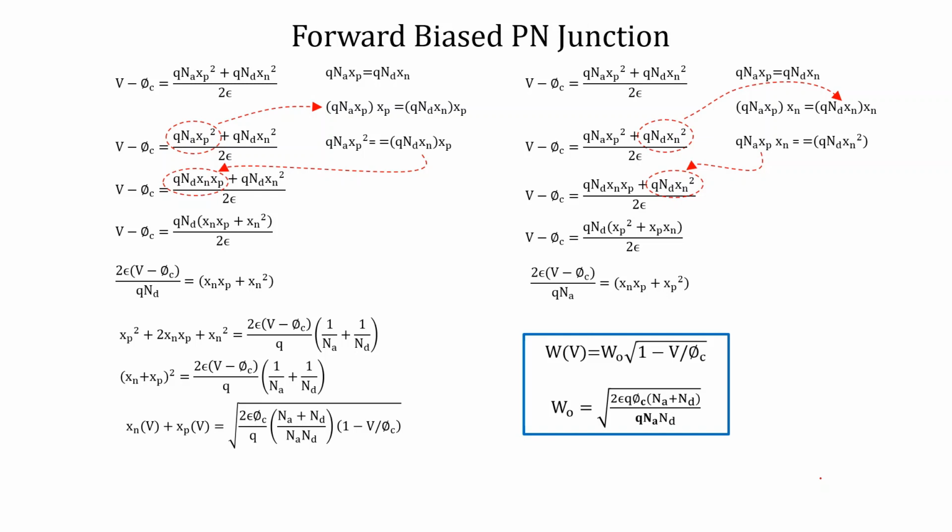Now in this slide we will derive an expression for the width of the depletion region, W(V). So W is the width of the depletion region, and V shows the dependency of W on voltage. So W(V) means the width of the depletion region for a given voltage. So we have to derive this.